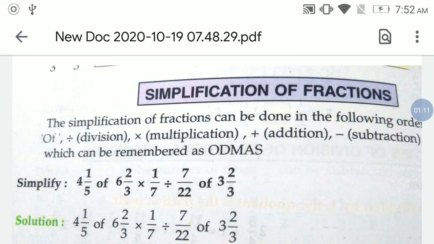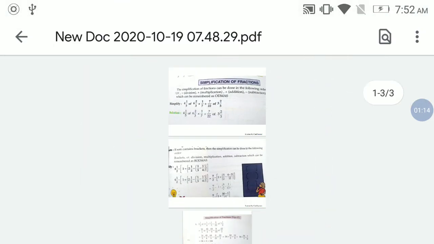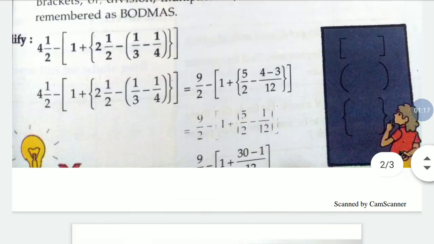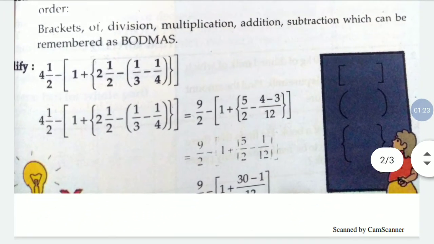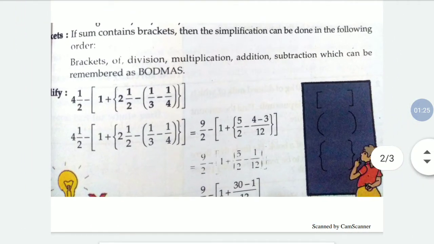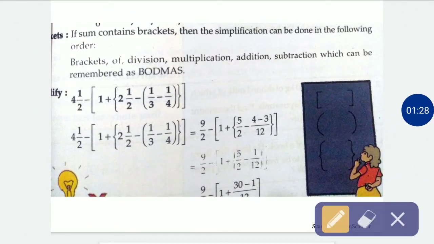But if there is a bracket, then how do we have to do it? That is too important. If we have a bracket, then first of all, we have to solve the bracket. And in that bracket also, we have to first of all solve the division, then multiplication, then addition, and then subtraction. This is called PODMAS.